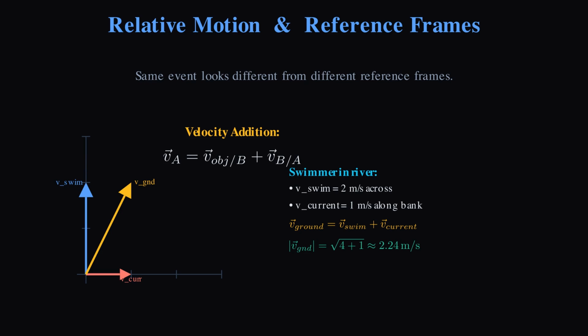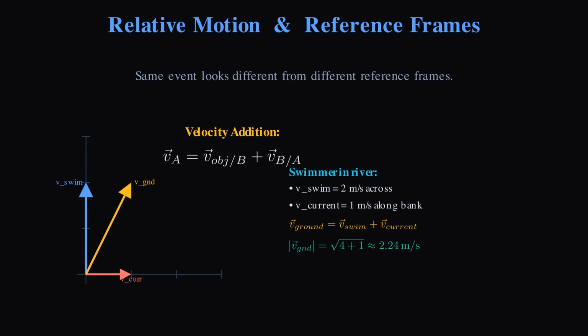The actual speed over ground, the square root of v_s squared plus v_r squared, equals the square root of 4 plus 1, approximately 2.24 meters per second. The actual direction is not straight across, it is angled downstream. They land to the right of their target.